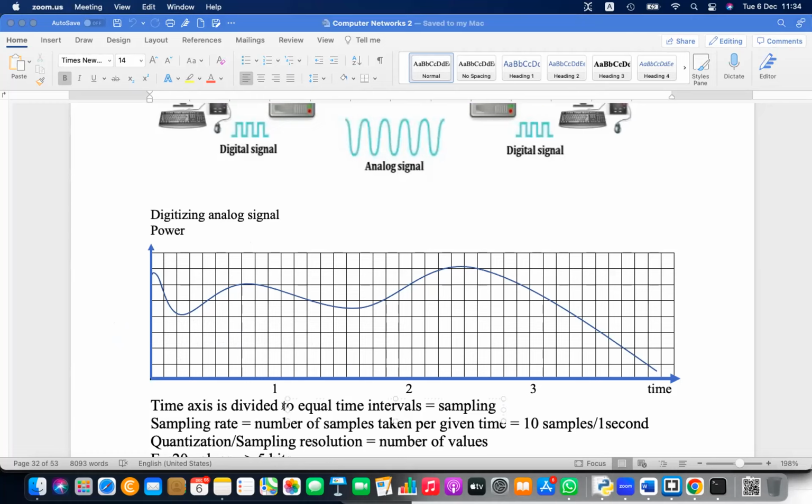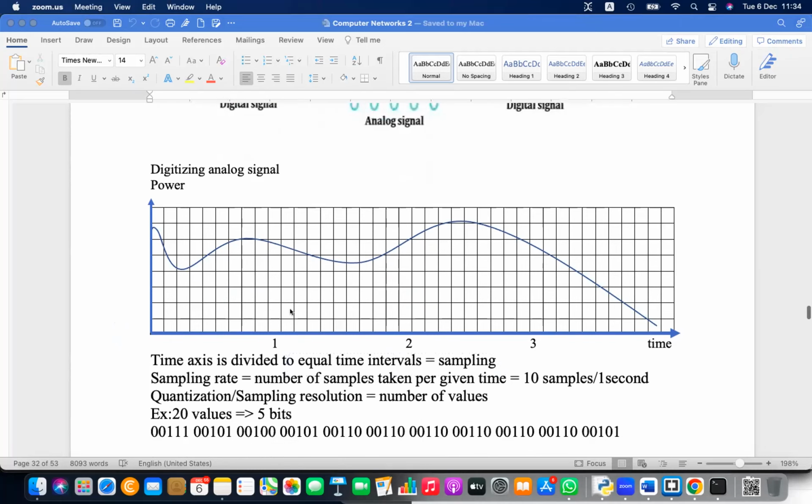The time axis is divided into equal intervals. That is called sampling. So higher the sampling rate, what will happen? What's the result of a higher sampling rate? Okay, let's think like this. There are 8 levels, and 8 levels means 3 bits. Okay, let's say this is divided into 3 samples.